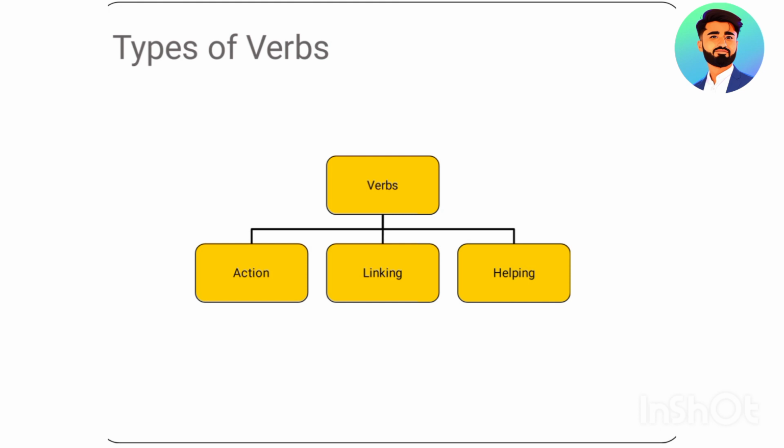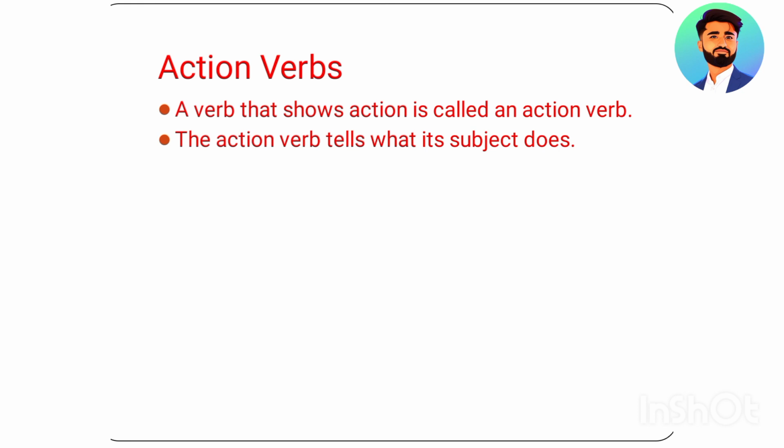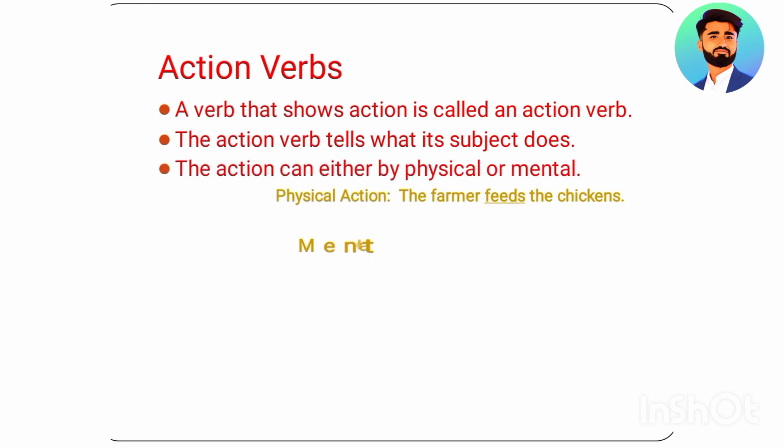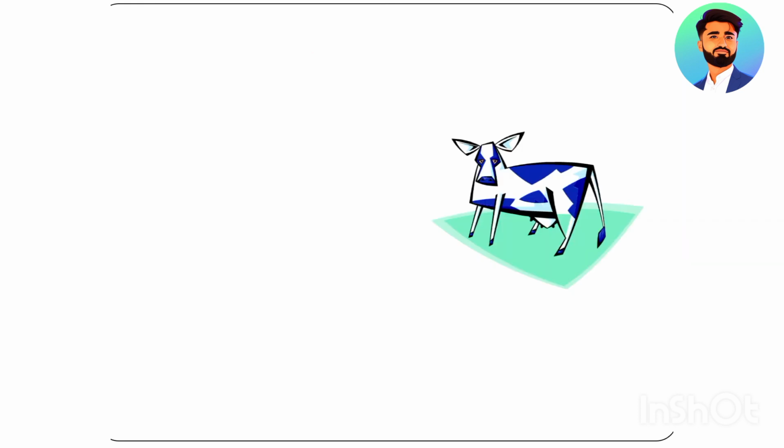Today I'm going to discuss types of verbs. Verbs are divided into three types. A verb that shows action is called an action verb. The action verb tells what its subject does. The action can either be physical or mental. Physical action: the farmer feeds the chicken. Mental action: he likes the red rooster.